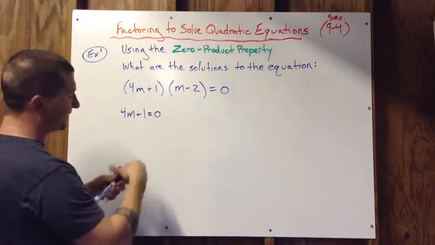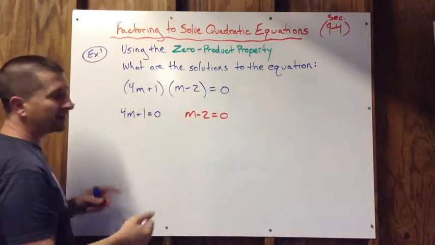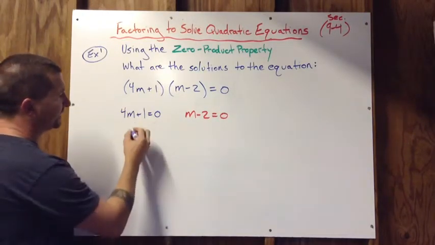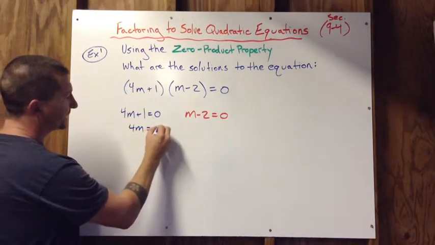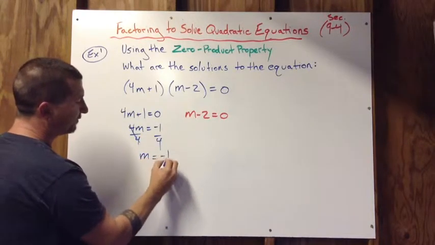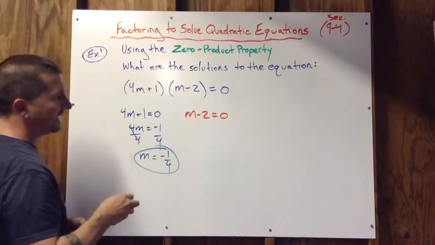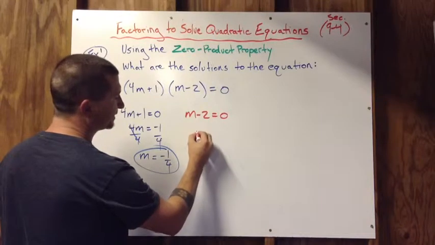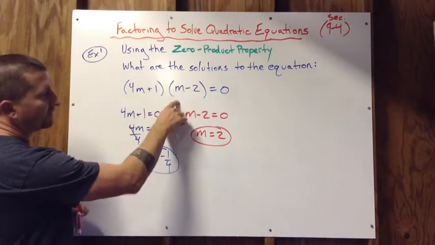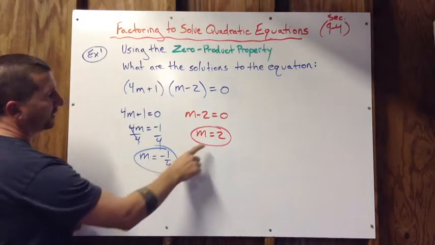and then we're going to set the second binomial equal to 0 and find out what each one of these variables would equal. So in this case, 4m plus 1 equals 0. We get 4m equals negative 1, divided by 4, we get m equals negative 1/4. And the equation that I wrote in red, m minus 2 equals 0. When we add 2 to both sides, we get m equals 2. So our solutions for this equation can be negative 1/4 or 2.